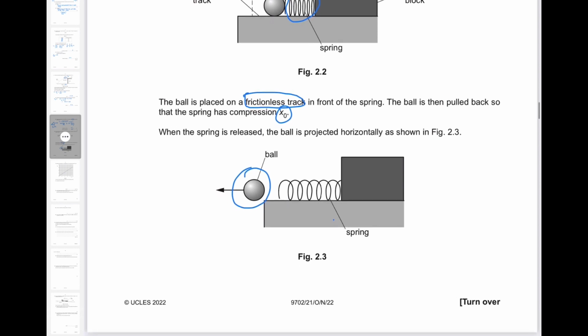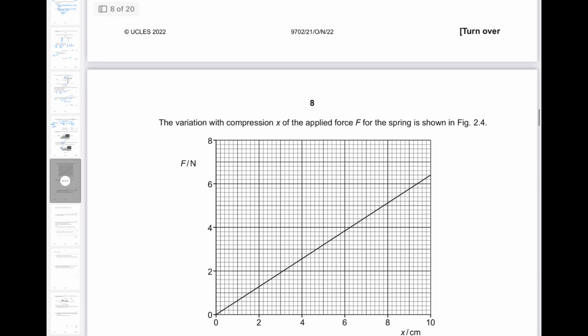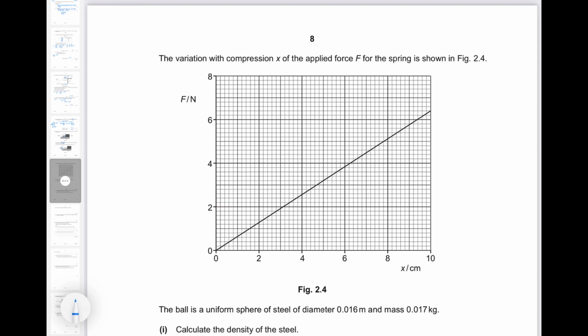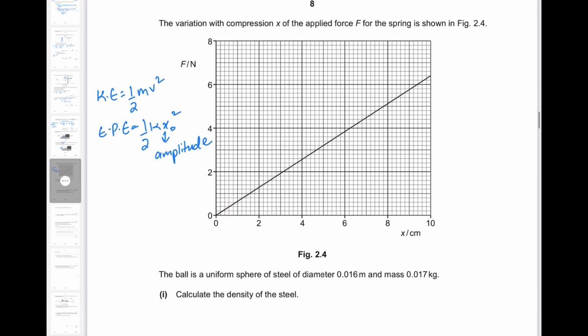So this seems like we might need to use the formulae of kinetic energy, which is half mv squared, and elastic potential energy of a spring, which is half kx0 squared, where this is the amplitude and k is the spring constant. The ball is a uniform sphere of steel of diameter 0.016 meters and mass of 0.017 kg. B1. Calculate the density of the ball.